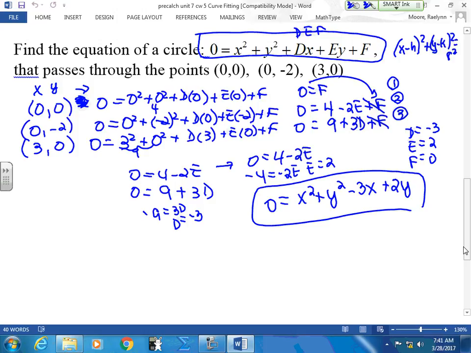Now, if you wanted to, you could complete the square to make sure they're there, or just take one of those points and plug it in. Just take the point and plug it in and make sure that it works. So if I pick (0, 0), 0 would come out here, 0 would come out here, and here, 0 is equal to 0. Check.